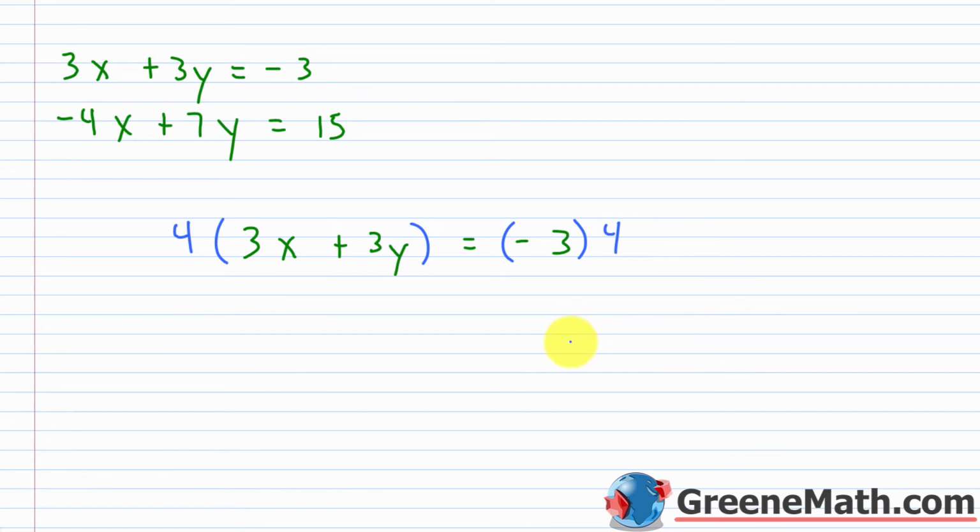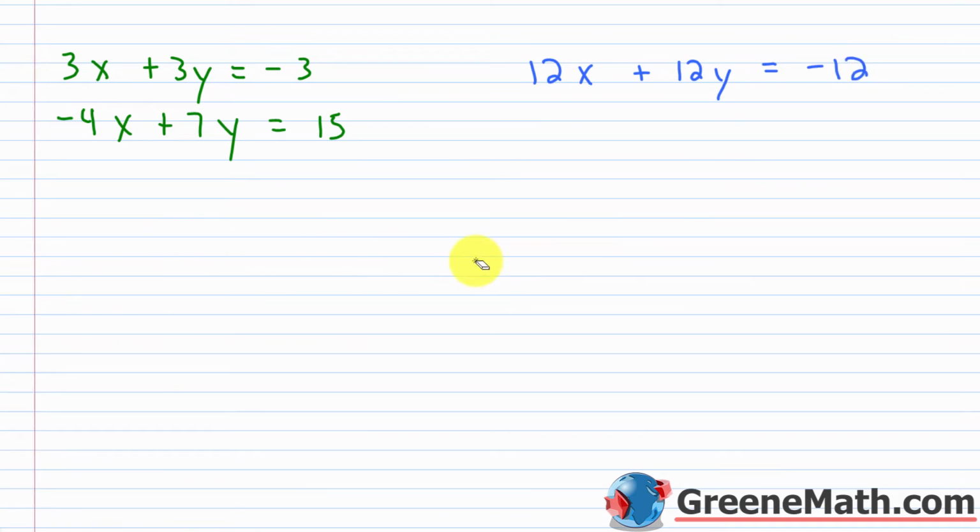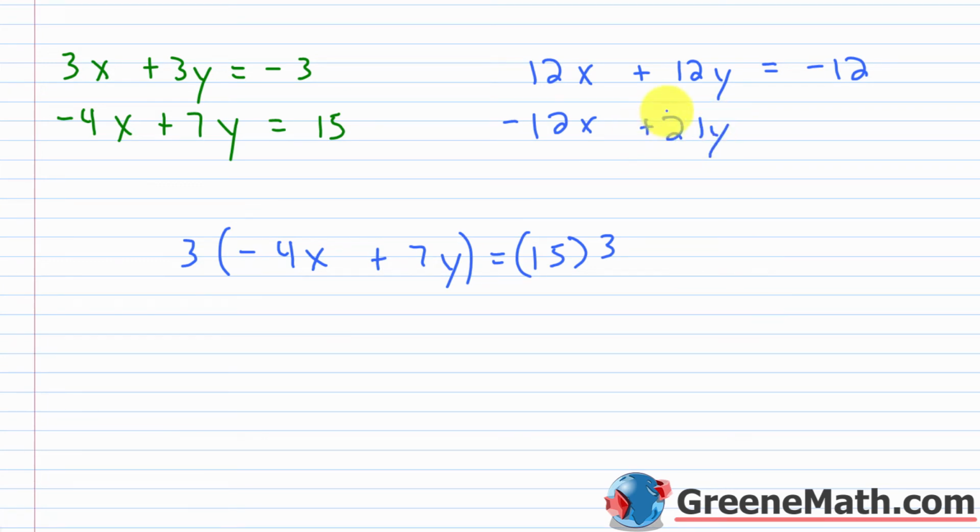And what that is going to give me, 4 times 3x is 12x. 4 times 3y is plus 12y. This would be equal to 4 times -3, which is -12. Then for this one, if I have -4x plus 7y equals 15, again, I want -12 here. So I would multiply both sides of this equation by 3. So 3 times -4x is -12x. 3 times 7y is 21y. And then 3 times 15 is 45.